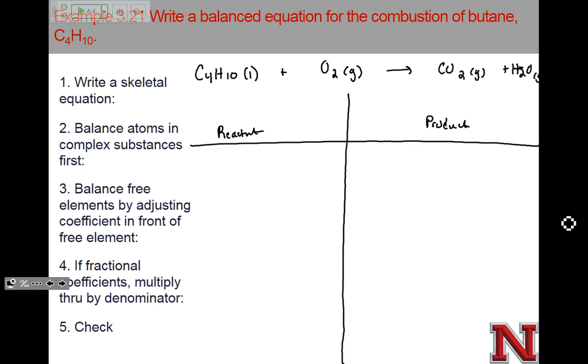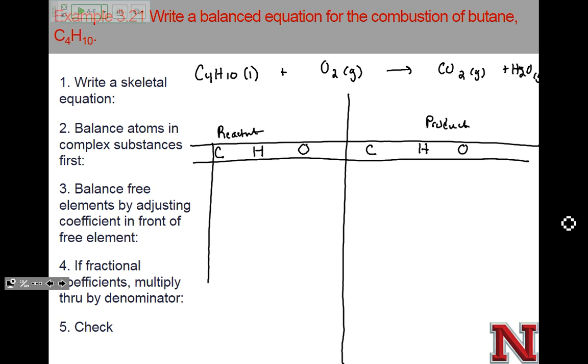And on both sides, I'm going to write my atoms. So I have carbon, hydrogen, and oxygen on my reactant side, and of course my product side I have carbon, hydrogen, and oxygen. So that's true for this reaction.